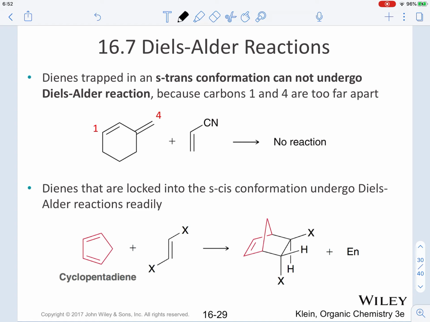So as you can see here at the bottom of the slide, we have the example of cyclopentadiene. And this cyclopentadiene is going to undergo the Diels-Alder reaction. Because cyclopentadiene is cyclic to begin with, when we perform the Diels-Alder reaction, understand that what we are going to be forming here is a bicyclic product.